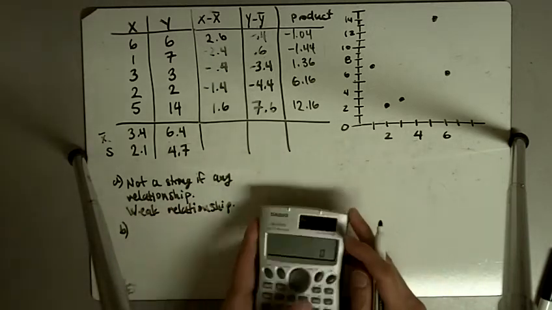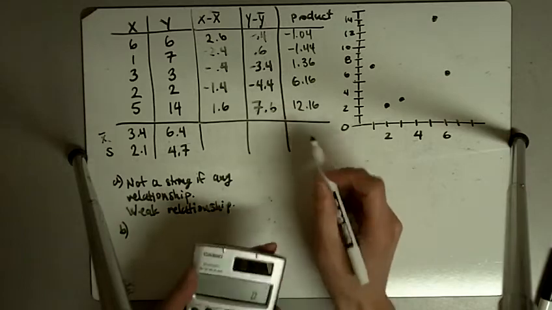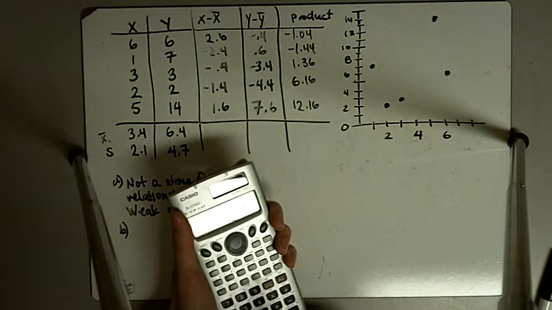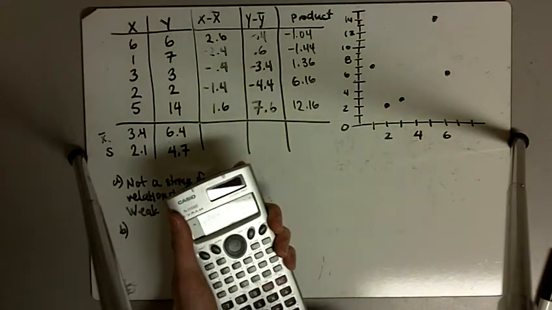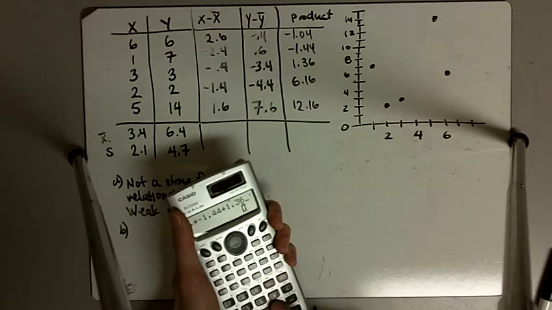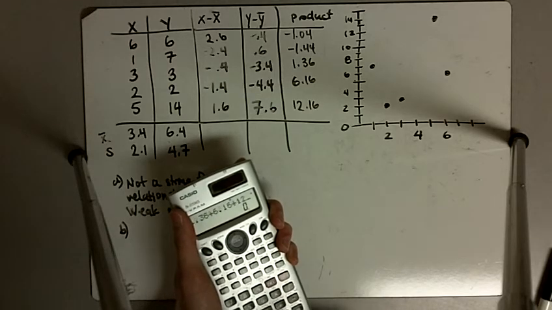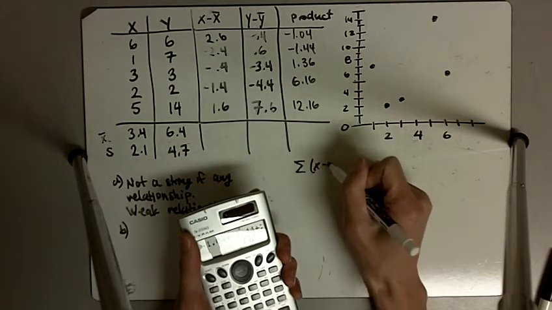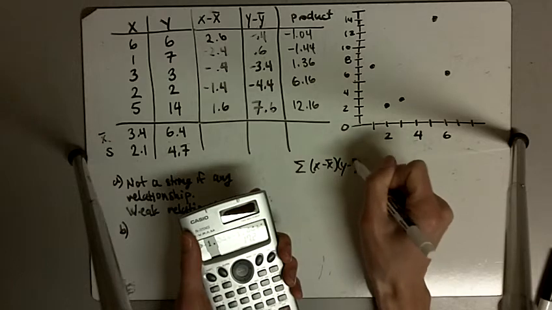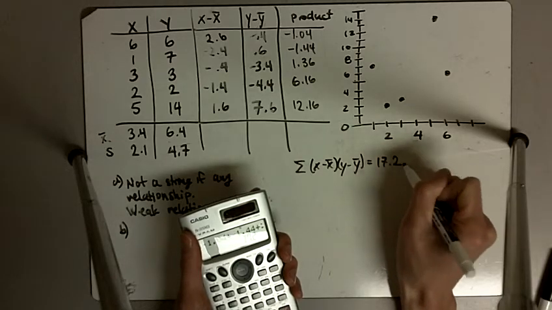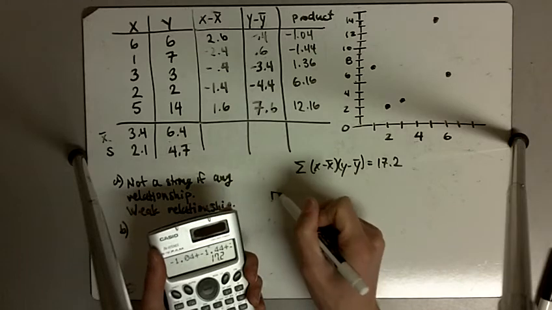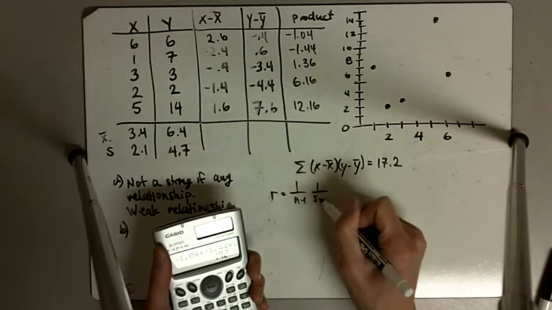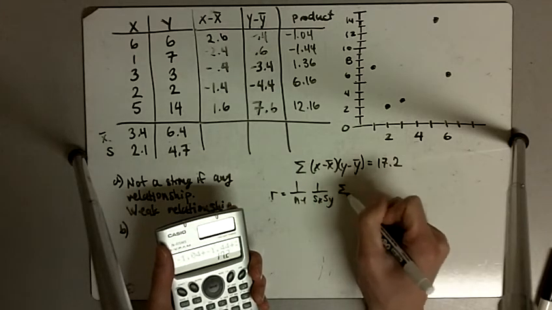Okay, and so now the sum, I have to add all of these up, is going to give me negative 1.04 plus negative 1.44 plus 1.36 plus 6.16 plus 12.16. I get the sum of x minus x bar times y minus y bar equal to 17.2. And so to get my correlation coefficient, it's going to be 1 over n minus 1 times 1 over s sub x, s sub y of the sum.